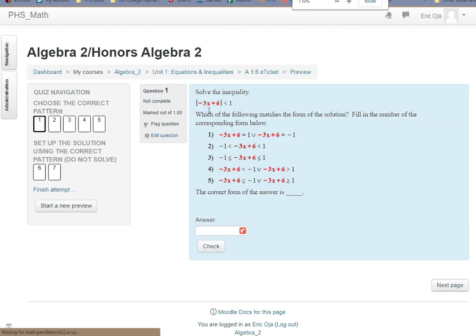If we have the absolute value of something, in this case the absolute value of -3x plus 6 is less than 1, all they want you to do is pick the way that I'm going to write that absolute value inequality as a compound inequality. Is that going to be an in-range or out-of-range situation if I have a distance that's less than 1? It's an in-range, right? So and or then.